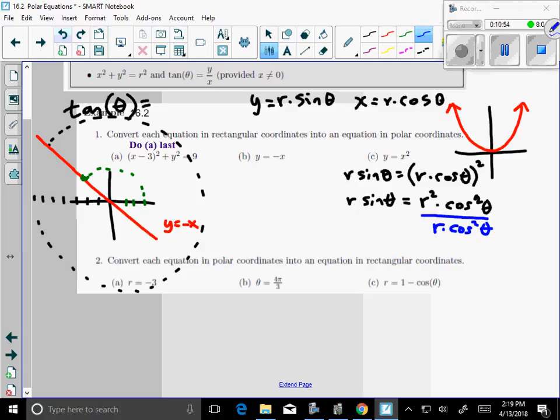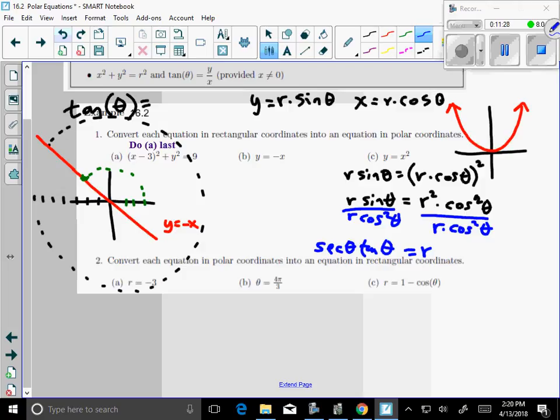What will the right side become? R. Good. I wanted r alone anyways. The left side, if I divide by r cosine squared, what happens to the r's? They're gone. I get this. Prepare yourself. Do you see it? Sine theta over cosine theta times another 1 over cosine theta. I get secant theta tangent theta.